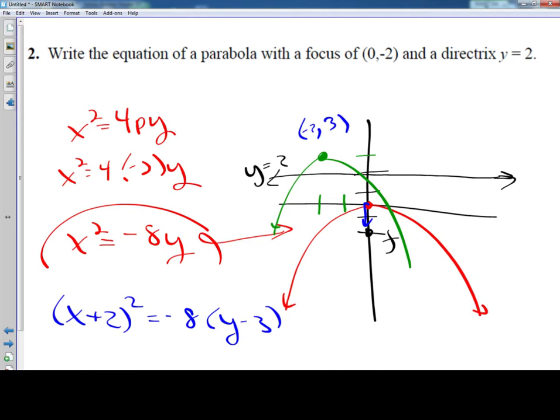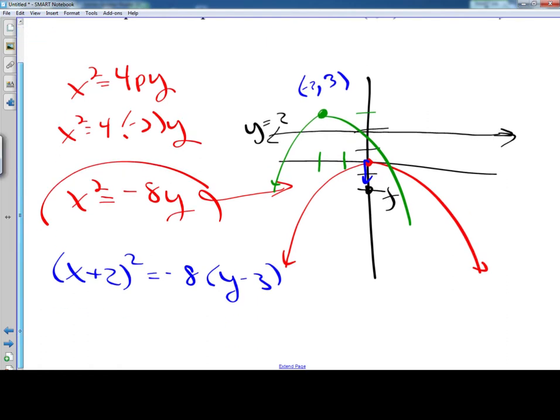Why did you go +2 and -3 if the coordinates are -2 and positive 3? It's exactly like we did with the circles. Yeah, but you would have to flip it. We know that in this case x equals -2 and y equals 3, correct? So let me get rid of this here, because I want you to know that the vertex is at those. So x equals -2, and y equals 3.